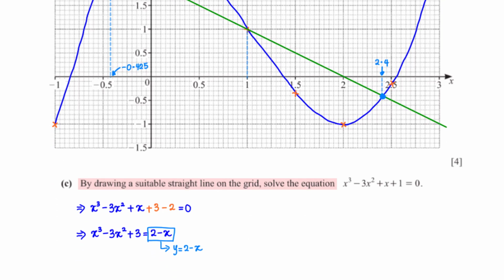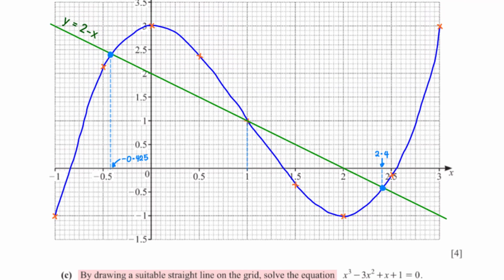By drawing a suitable straight line on the grid, solve the equation x cubed minus 3x squared plus x plus 1 equals 0. First, we need to rearrange the equation to leave the function of the curve on one side of the equation. So we rewrite 1 as 3 minus 2. Then we leave the function of the curve, which is x cubed minus 3x squared plus 3, on one side of the equation, and move the rest of the terms to the other side. This means we need to draw the line y equals 2 minus x on the grid.